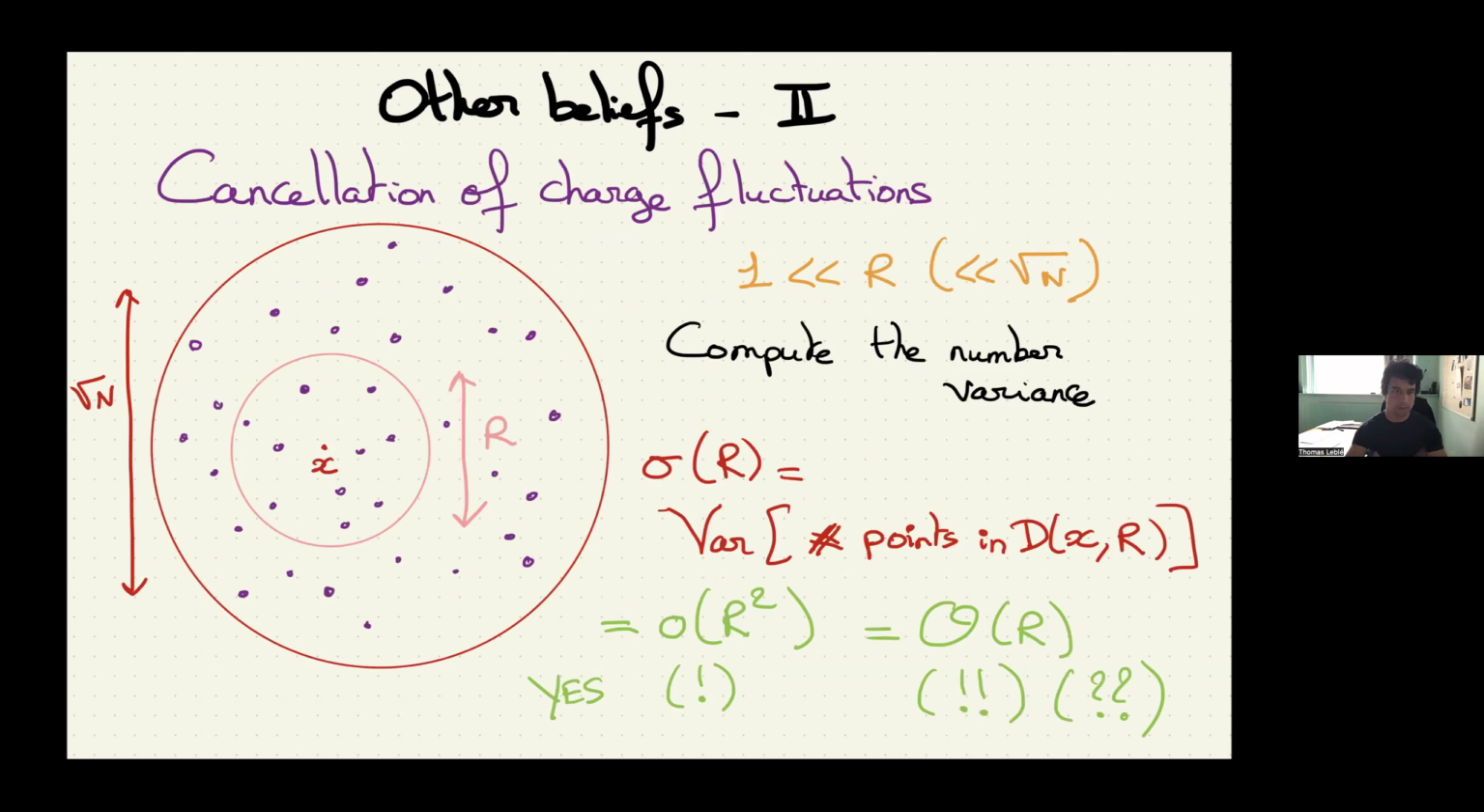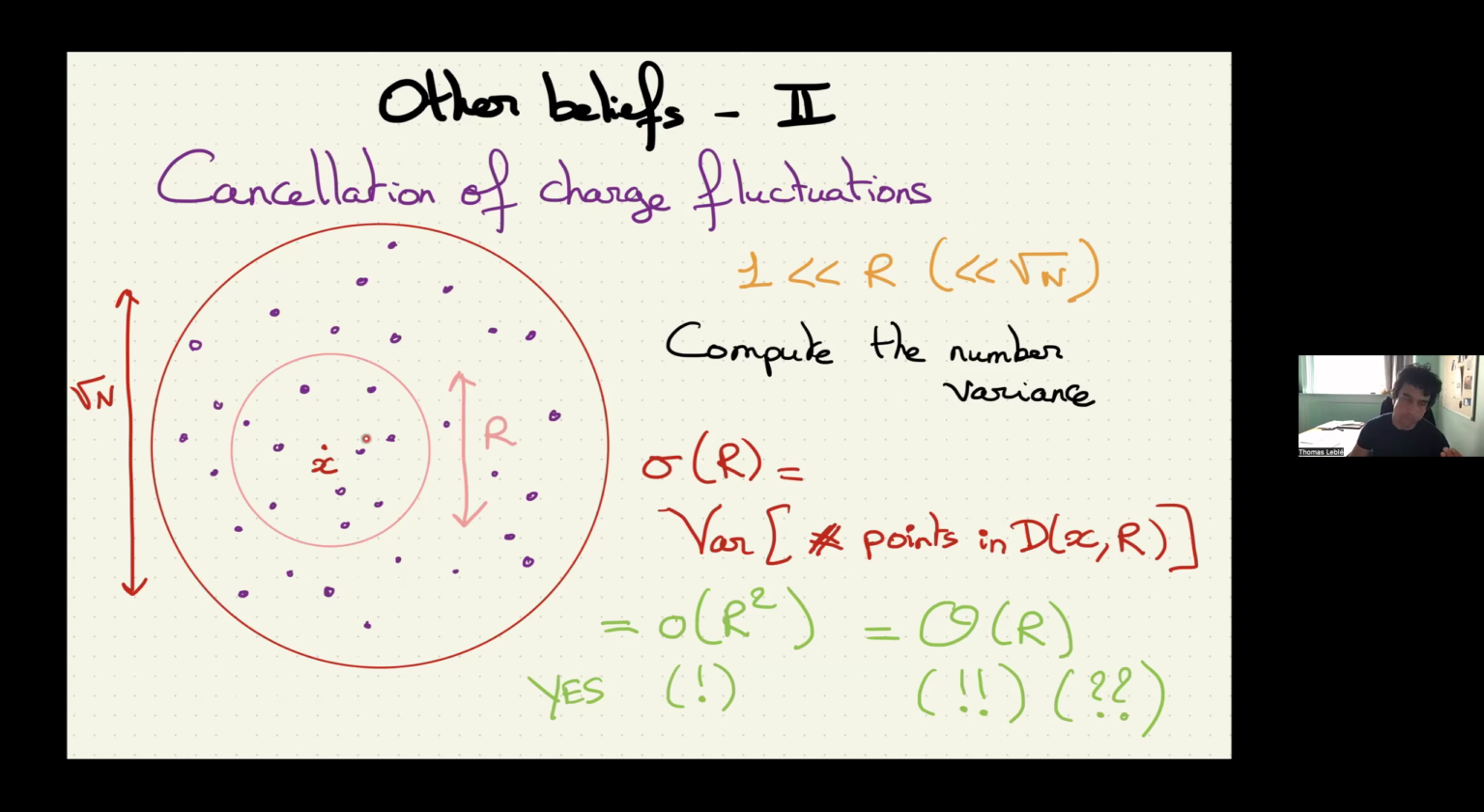Another belief or result in the physics literature is that those systems exhibit what they call cancellation of charge fluctuations. So what does it mean in our setup? Let me go back, for the moment we only know the finite volume model. The diameter is square root n, or order square root n. Let me take some point x not too close to the boundary, so somewhere in the bulk, and then a big disk around x, and I will compare the number of points within the disk to the surface of the disk.